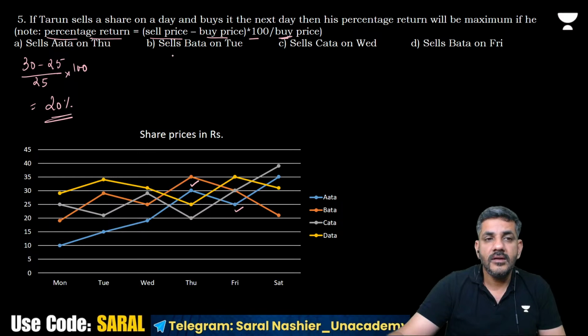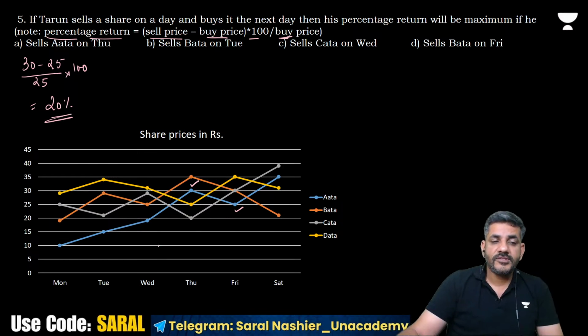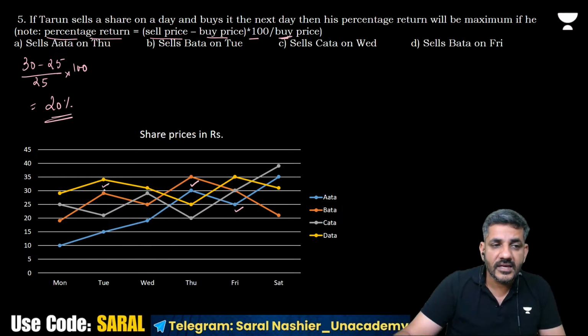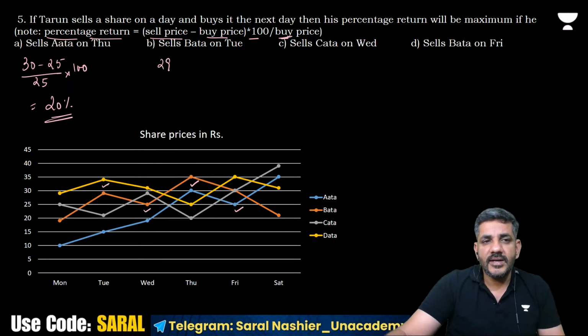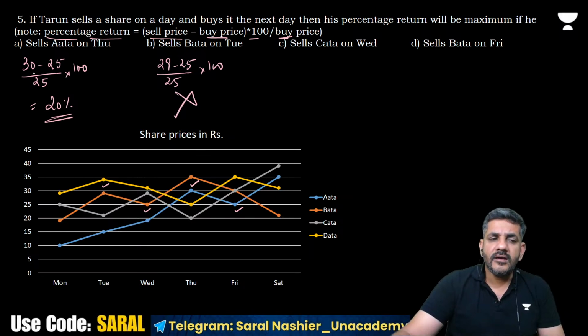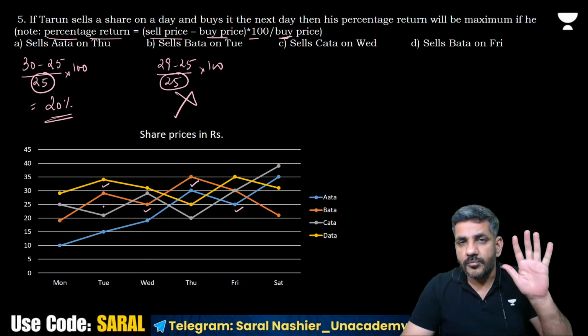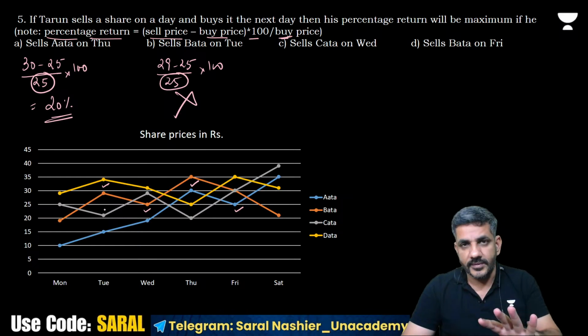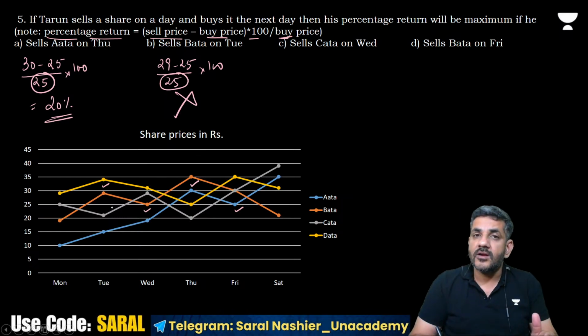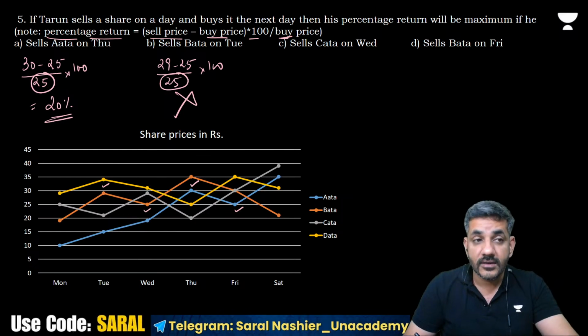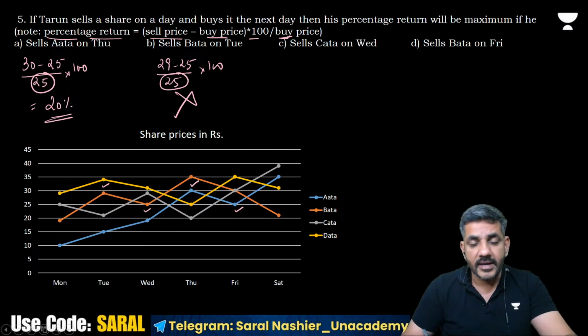Look at option B. Sells Bata on Tuesday. If you sell Bata on Tuesday, the price of selling is 29. The next day price is 25. So it is 29 minus 25 upon 25 into 100. I would straight away say this is not my answer because here I have got the same base as option A, but the return in the first case is 5 rupees, return in the second case is 4 rupees. So both have the same denominator, whereas the numerator in second case is smaller than first. So therefore, this also is not my correct answer.